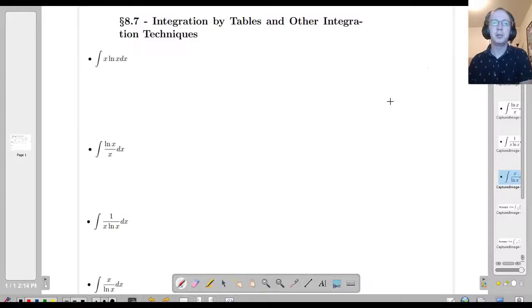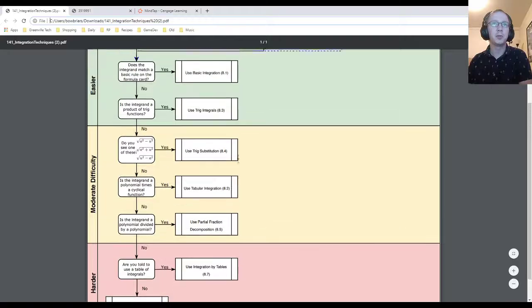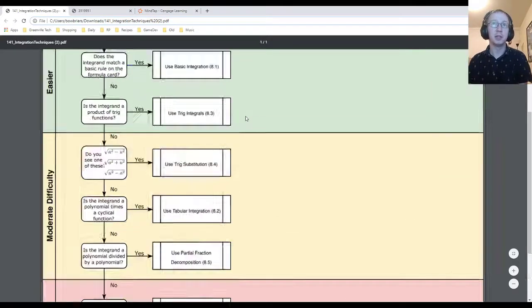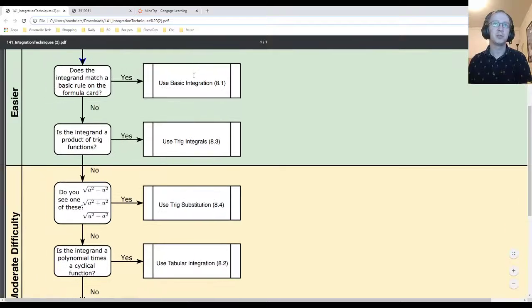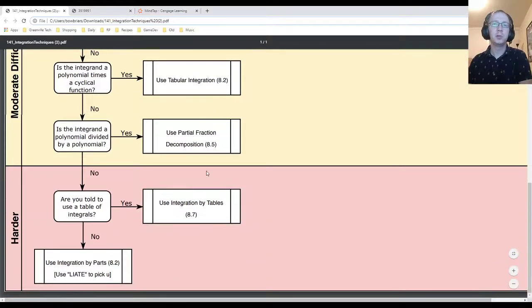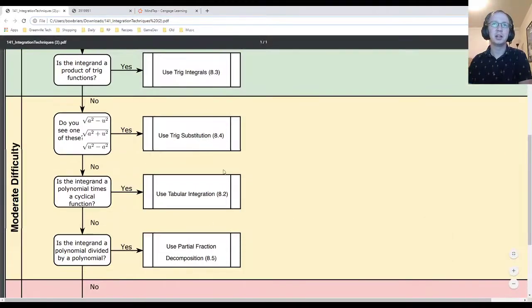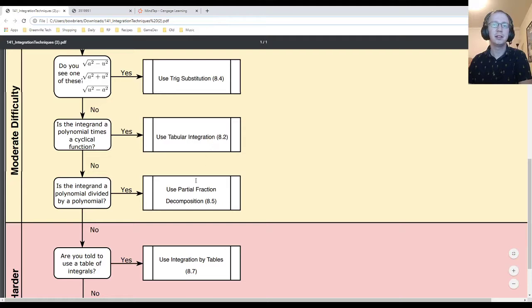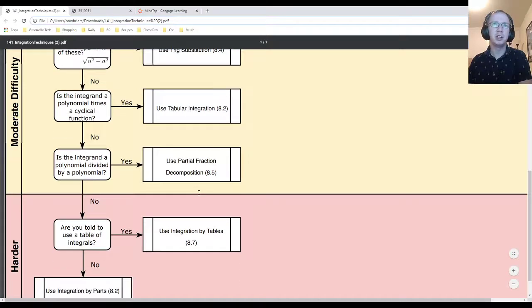So at this point in the unit, we've covered almost all of the integration techniques we're going to learn. Let's do a quick overview of what we've seen so far. We started with basic integration in section 8.1, right? Those were just the things we could find on the formula card. We moved on to integration by parts and tabular integration. Then we did trig integrals and trig substitution integrals. And finally, in the last section, we did partial fraction decomposition.